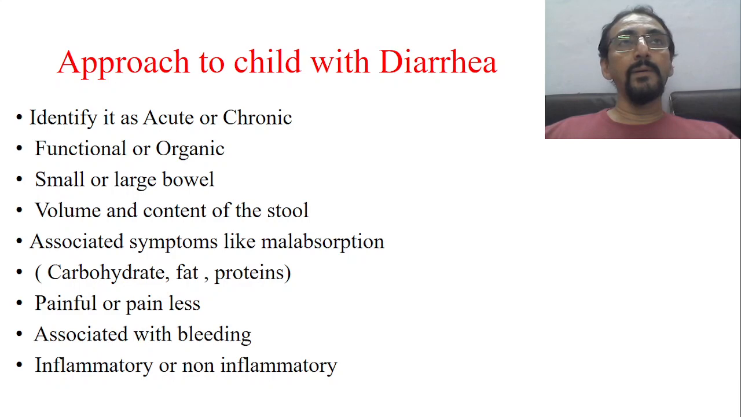Next, you see whether this diarrhea is painful or painless. If you have painful diarrhea, there may be infective causes or inflammatory causes, non-infective inflammatory causes, anything may be there, autoimmune, etc. Or sometimes it may be painless diarrhea, osmotic diarrhea, etc. Now again you have to see whether this is associated with bleeding.